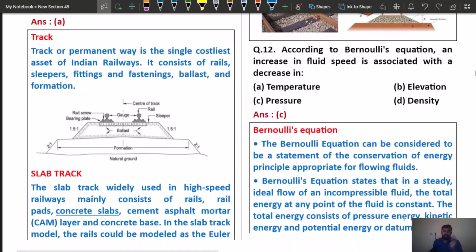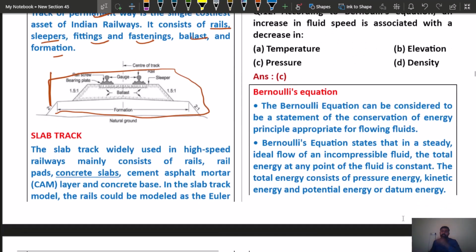So what is track? Track is a permanent way which consists of rails, sleepers, fitting and fastening, ballast and formation. This is called track. There are different types of track, but if you're talking about the slab track, these tracks are provided for the high speed railways, which consist of rail pads, concrete slab, cement asphalt mortar layer, concrete base.